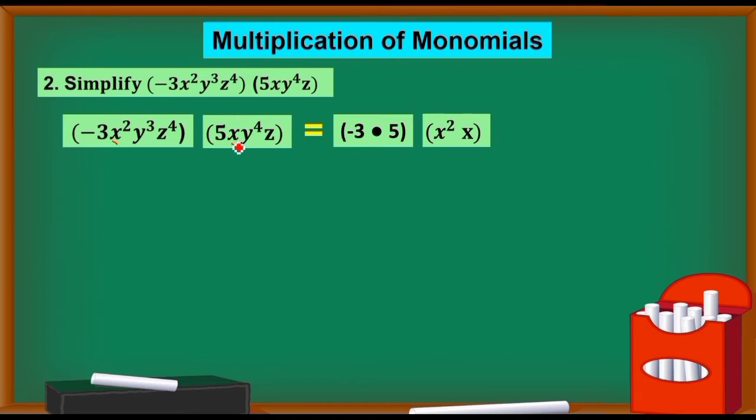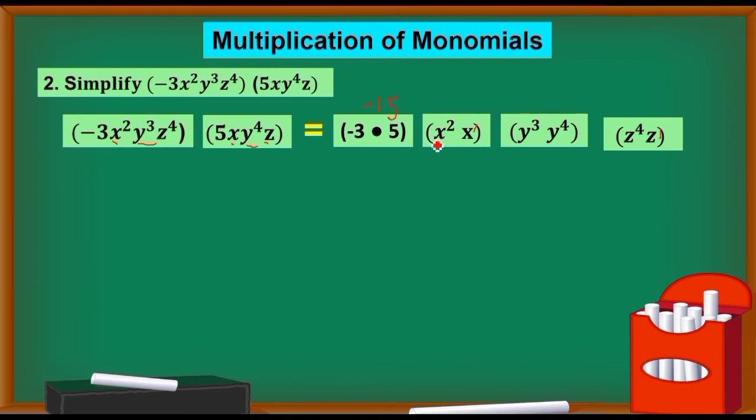So, magiging x squared, x. Tandaan, palaging may 1 kapag walang exponent ang variable or ang ating base. And then, pagsasamahin natin yung y, so we have y cubed and y raised to 4. And then, syempre, ang ating z, z raised to 4, and z. Again, meron po siyang 1 na exponent. And then, tsaka tayo magmumultiply. So, negative 3 times 5 is negative 15. Okay? So, yan, negative 15.